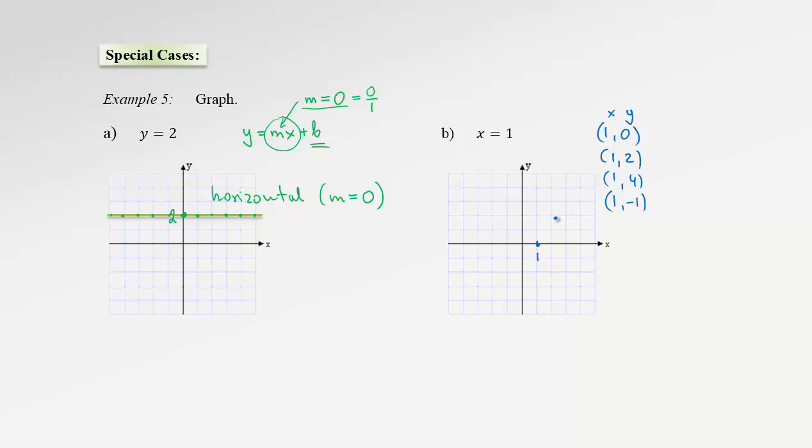Well, let's plot them. So 1, 0 we have here, 1, 2 over there, 1, 4, 1, negative 1, 1, negative 3, and so on. All these points seem to be lining up along this vertical line coming through the point 1. Let's join them. Yes, we have a vertical line. So generally, any equation of the sort x equals a constant number gives us a vertical line.